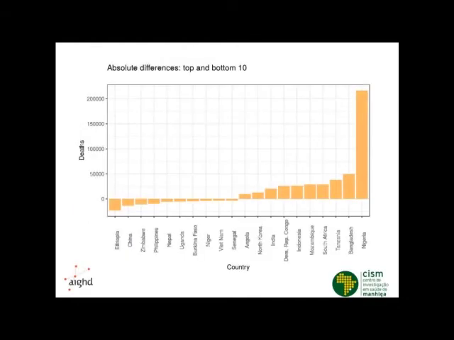Here we see the ranking between WHO and IHME on the number of differences, and we see that Nigeria, Bangladesh, Tanzania are the countries which contribute more to this absolute amount of differences. On the other side, we have Ethiopia, China, Zimbabwe, where IHME estimates a higher amount of deaths than WHO.